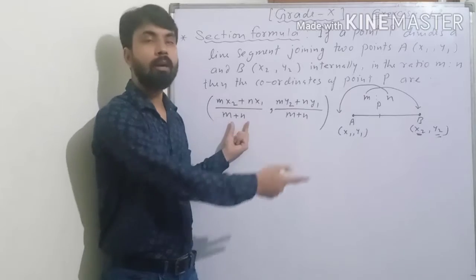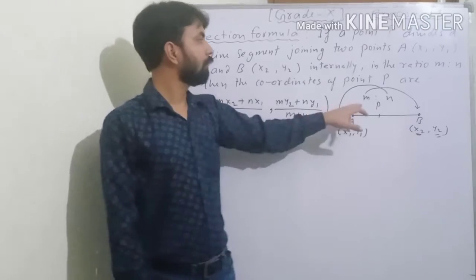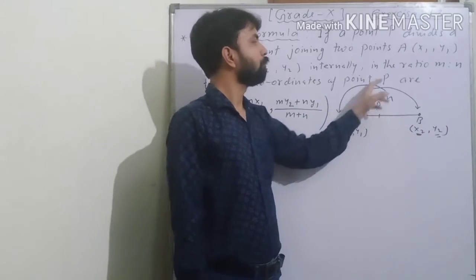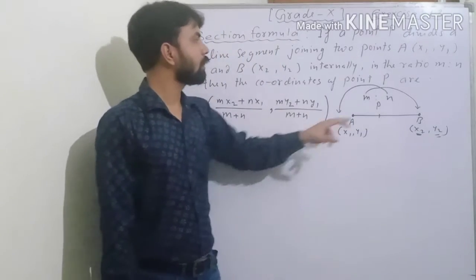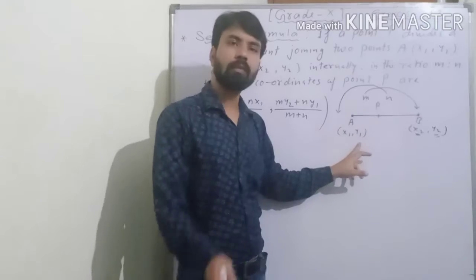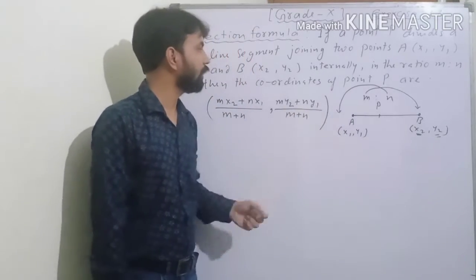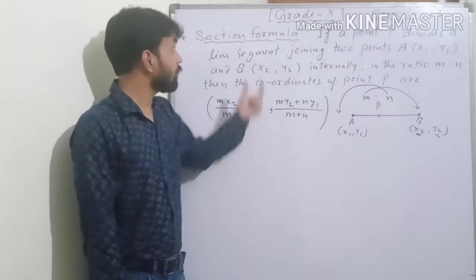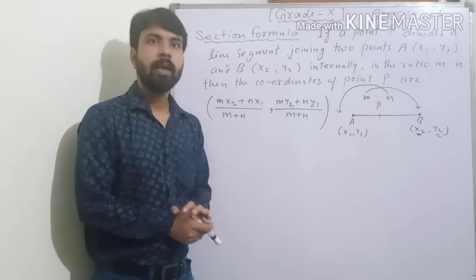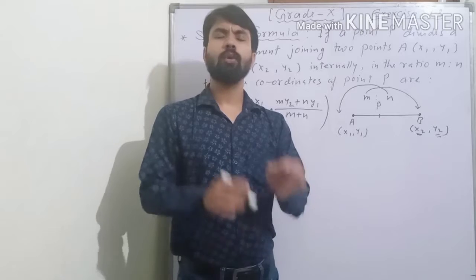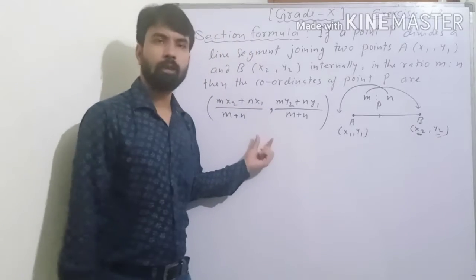Now we have to find the ordinate. So for ordinate, we will multiply m by the ordinate of the second point, that is my2, plus n is multiplied by the ordinate of the first point, that is ny1, upon m plus n. This formula is known as section formula. Clear? Exercise 7.2 is totally based on this formula.